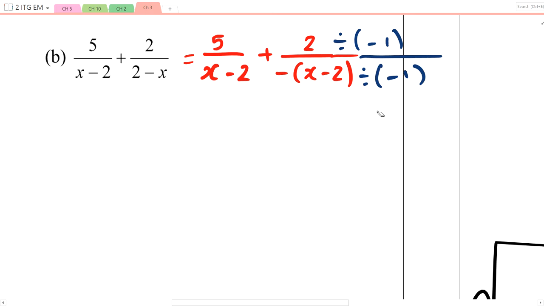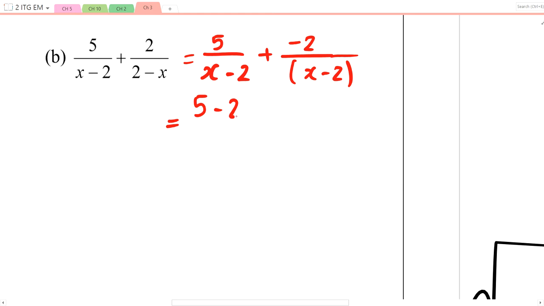Some people don't like to divide, some people like to multiply. Does it give me the same thing? Is it the same? Multiply negative 1, divide negative 1, it's the same, right? So actually, this will result in this. Do you agree? This will be our result. And what this means is that I will now have 5 minus 2 over x minus 2, which is 3 over x minus 2. Okay?